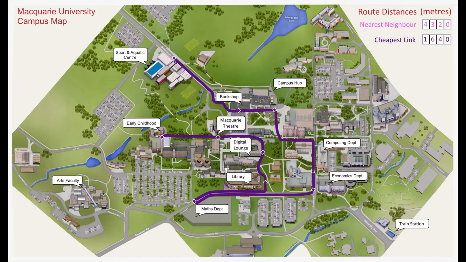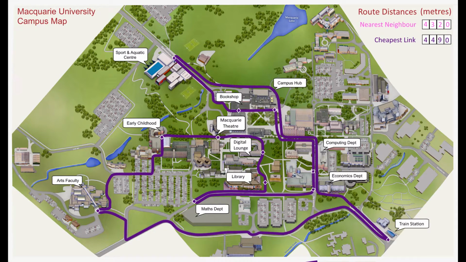Now, the only choices are much longer distances. 650 meters between Early Childhood Institute and Arts Faculty. 1,100 meters between the Arts Faculty and the train station. And finally, to complete the cycle, between the Sport and Aquatic Centre and the train station, another 1,100 meters. In all, the total distance of the cheapest link route is 4,490 meters, more than the nearest neighbour.